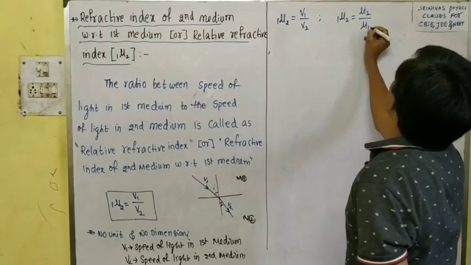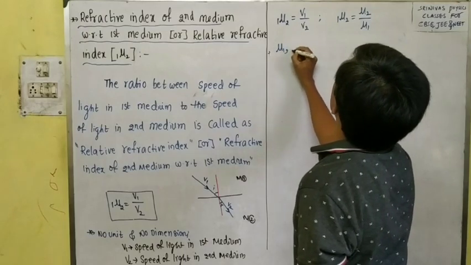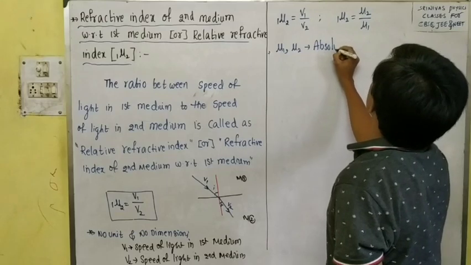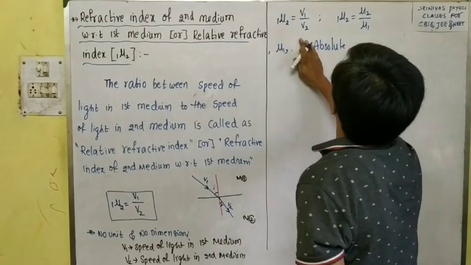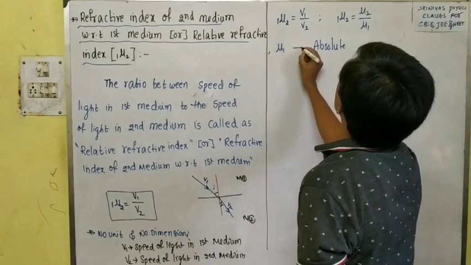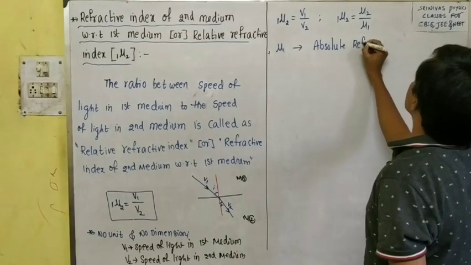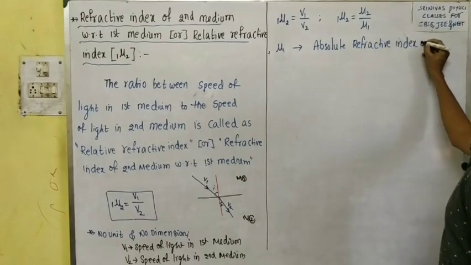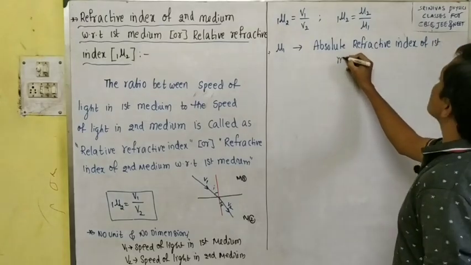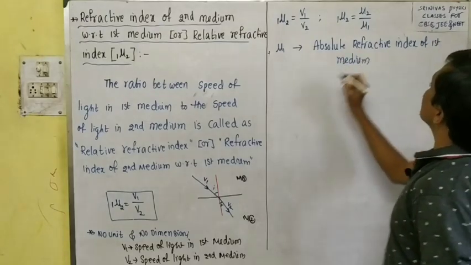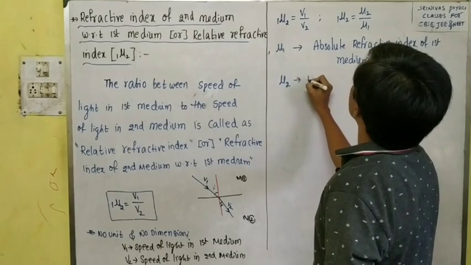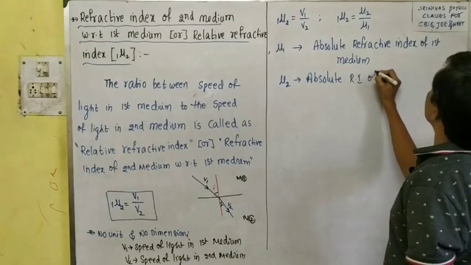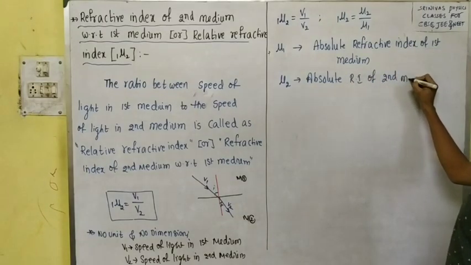But what is mu 1 comma mu 2? Mu 1 comma mu 2 are called absolute refractive index. Mu 1 is the absolute refractive index of first medium. And mu 2 is the absolute refractive index of second medium, okay?